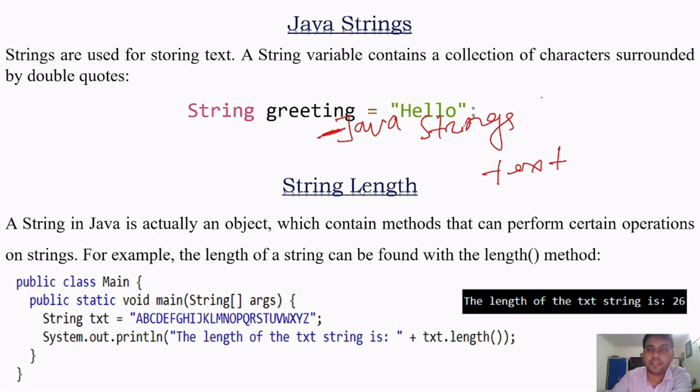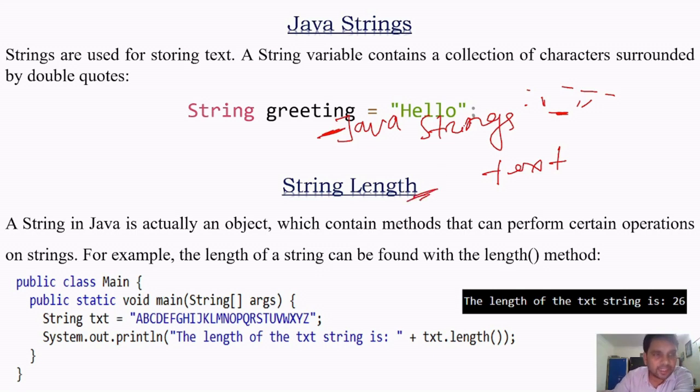Anything you write within double quotes will be printed as it is. There will be no change. Whether you give a colon, whether you give an underscore, anything you write within double quotes will be printed as it is. So next thing is string length.